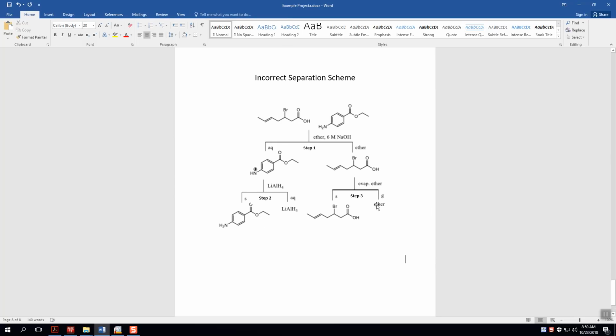So now I've labeled the 3 steps so that I can clearly talk about each step. What I want to do is go through my 3 steps and look at whether or not they are correct.